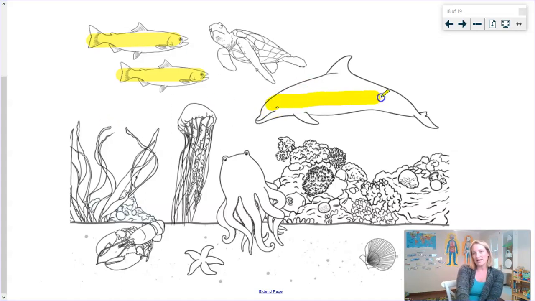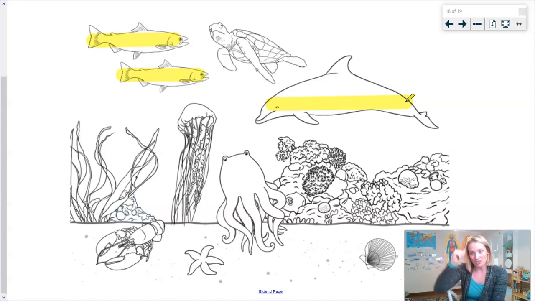Very similar in many aspects, but also different in others, is our dolphin. Often confused to be a fish, but it is not. It is a mammal, a vertebrate mammal. Dolphins breathe with lungs.